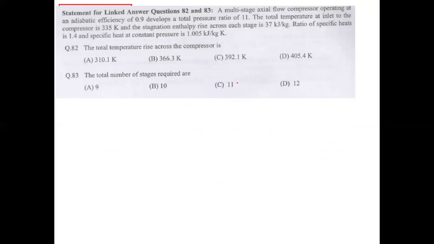Next question. A multi-stage axial flow compressor operating at an adiabatic efficiency of 0.9 develops a total pressure ratio of 11. The total temperature at the inlet to the compressor is this, and the stagnation enthalpy rise across each stage is this. The ratio of specific heats is this, and the specific heat at constant pressure is this. We have to find the total temperature rise across the compressor, and in the second part, the number of stages.